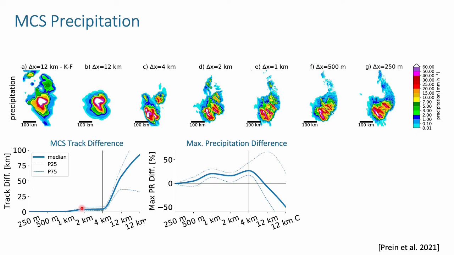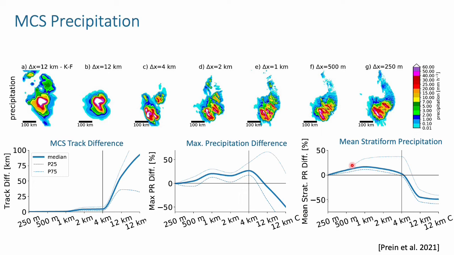This is showing you the same thing for the maximum precipitation, so the peak precipitation within the system, and those are fairly similar between 250 meters and 4 kilometers, and then very different if you go to 12 kilometers. That's the same thing when you look at the stratiform precipitation, which is basically everything that's blue in here. We see that the stratiform is fairly similar up to 4 kilometers, and then it's highly underestimated in the 12 kilometer simulations.